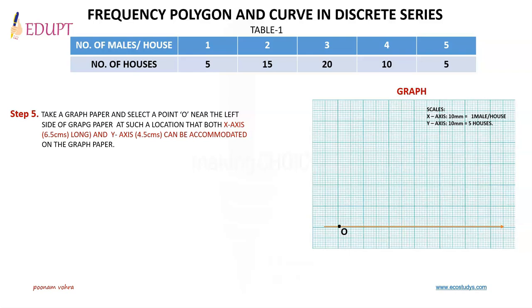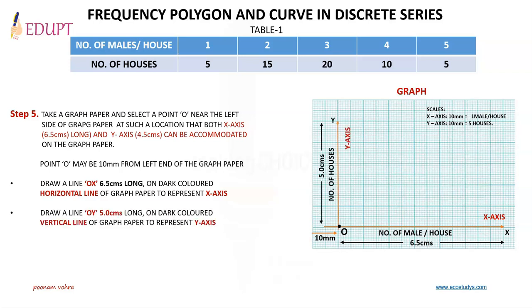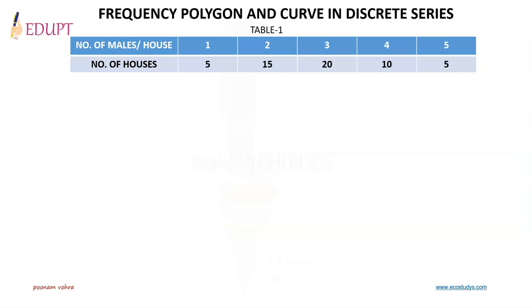Then take a graph paper and select point O near the left side of the graph paper at such a location that both x and y-axis can be accommodated. Point O may be 10 millimeters from the left end of the graph paper. Then draw a line OX of 6.5 centimeters as x-axis representing number of males per house. Draw a line OY of 5 centimeters as y-axis representing number of houses.